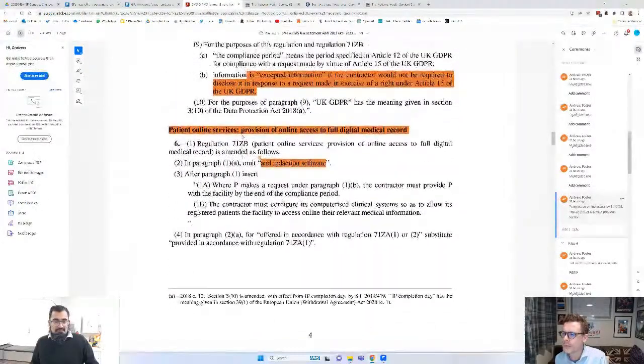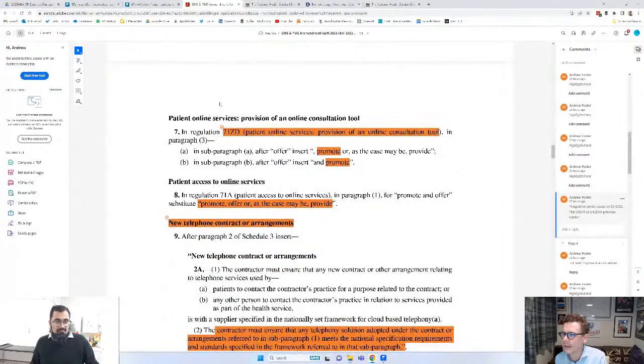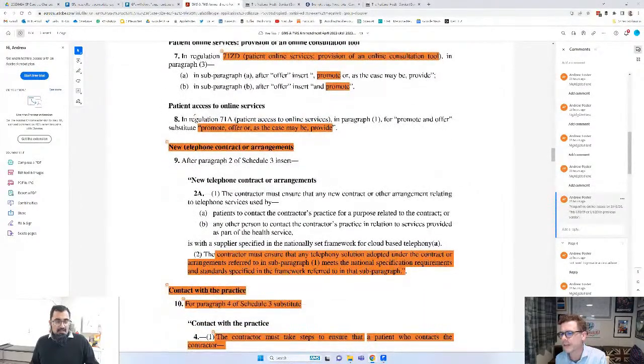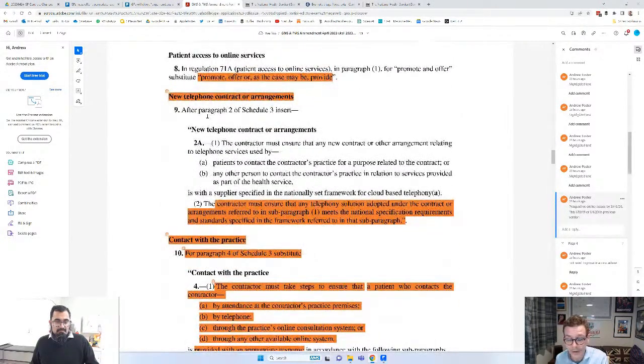Let's move through to the telephone arrangements. Again, this is something which we were told would be varied, and indeed it is varied with the statutory instrument. The effect here is to insert another piece of information into the contract. Essentially, the contractor must ensure that any telephony solution adopted which serves the activities of the contract must meet the national specifications and standards framework. So this is really about them being on that framework of approved providers.